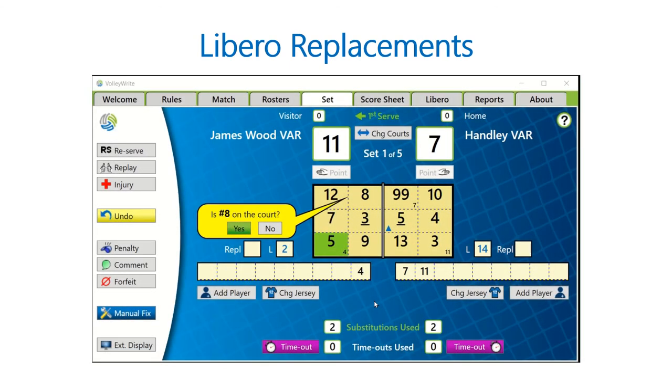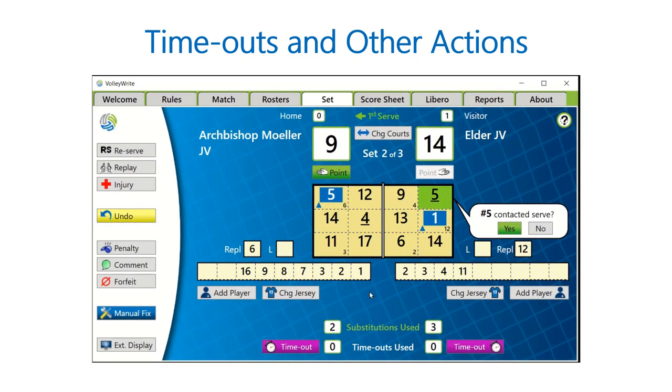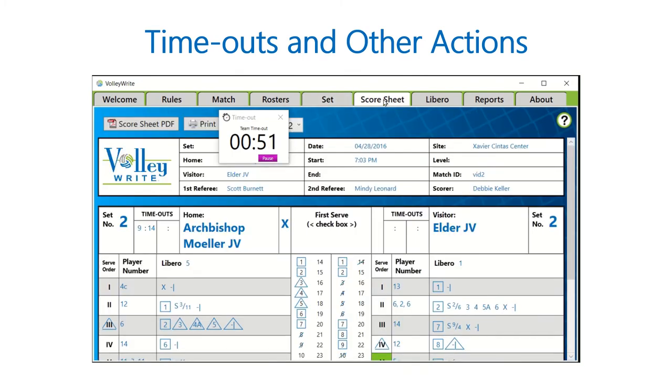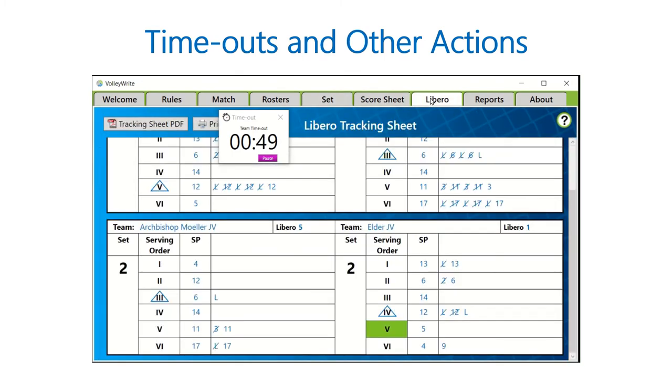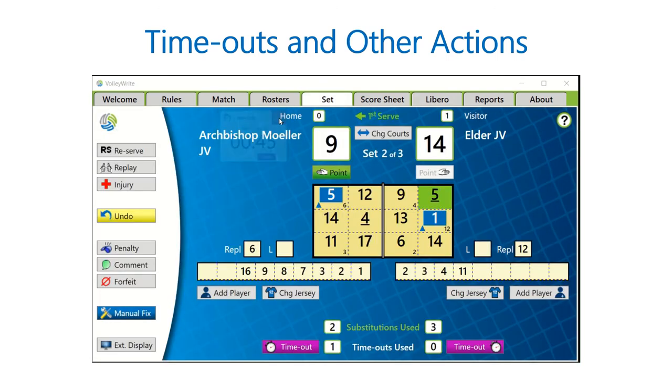And finally, you can enter substitutions when they occur. You don't need to enter a libero exchange first. When the R2 acknowledges a timeout request, click the appropriate timeout button. VolleyWrite shows a backup timer and possibly libero information to share with the R2. You can go to other tabs while the timer is running, but at any point you can close the timer using the X in the top right corner of the window.